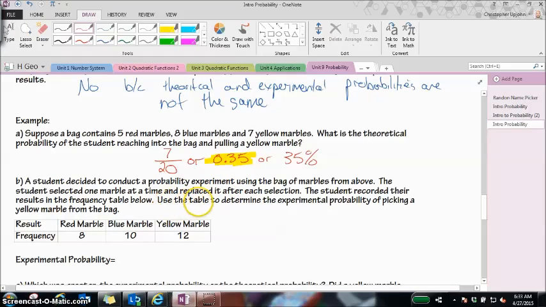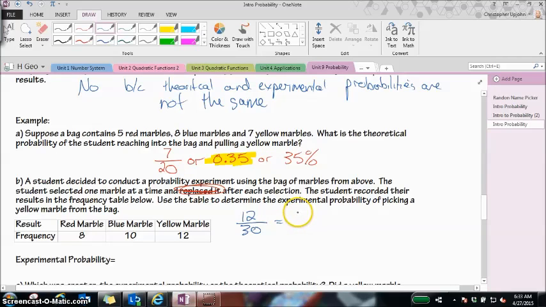All right, the student decided to conduct a probability experiment using that bag of marbles. They selected 1 marble at a time, replaced it after each selection. That's important, that we replaced it, or else the probability changes, and we'll talk about that in later sections. They recorded the results in the table below. Use the table to determine the experimental probability of picking a yellow. So it's the same thing, but now we have it in practice. So we have 12 out of, and all of these add up to, well, 8 plus 10 is 18, plus 12 is 30.